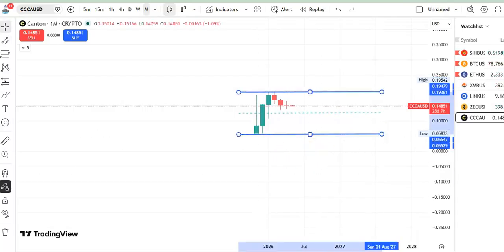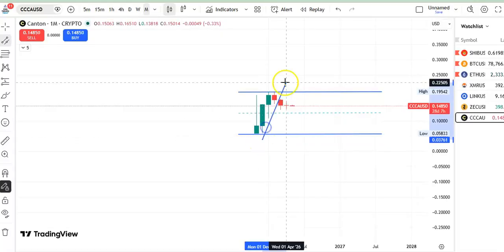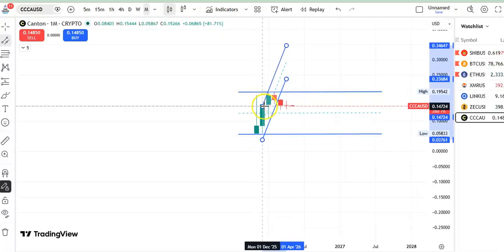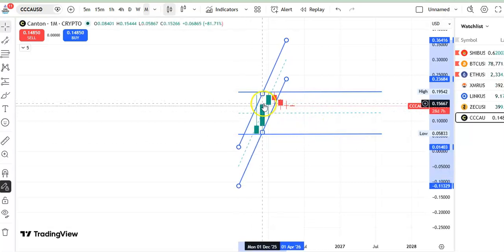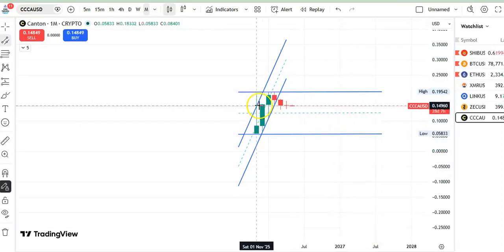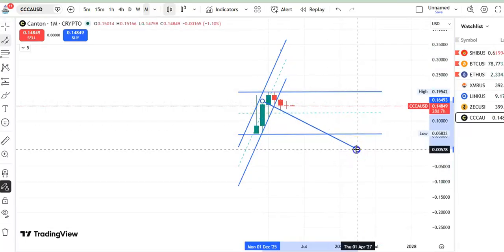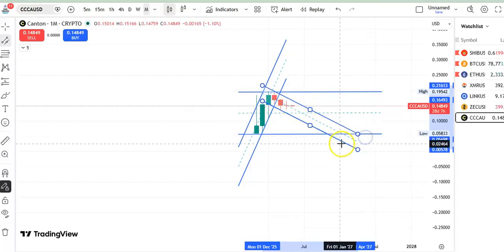Previously you can see candles were moving continuously in an upward direction. So this is the support resistance trend line, and now the breakout has happened, so candles are falling. Okay, so if you draw the trend line, you can see this support and this is the resistance. So within this channel pattern only the fall is taking place.